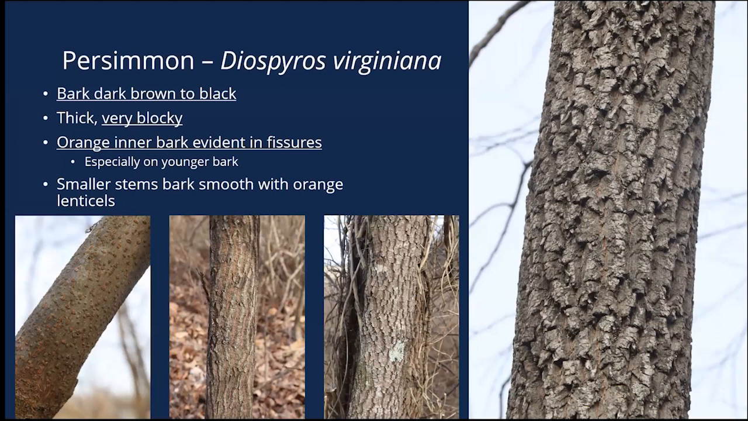So the bark is dark brown, almost black in color, very thick, very blocky. So these blocky looking bark. With a thick bark, often you can see the inner bark exposed down in the fissures or in between the blocks, and it's going to have that orange inner bark.